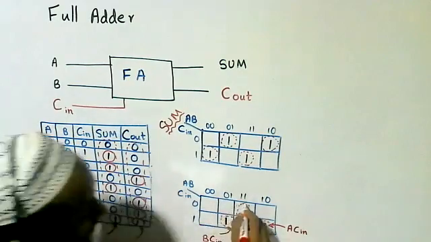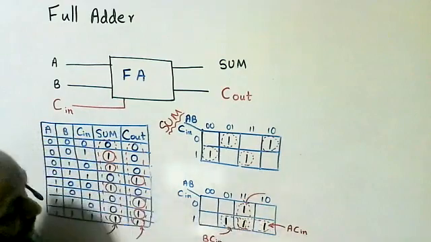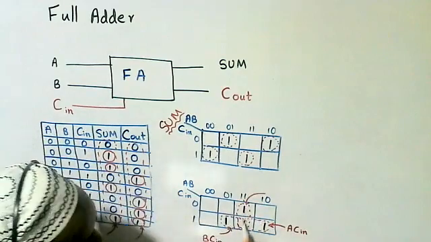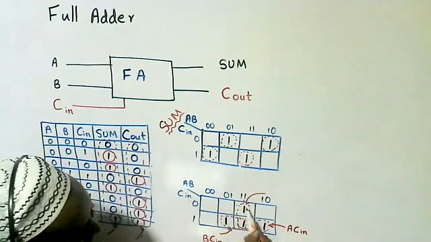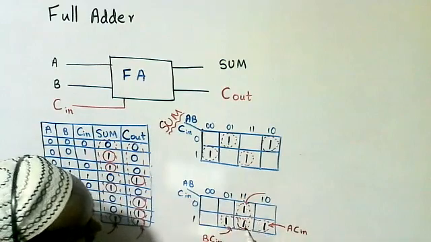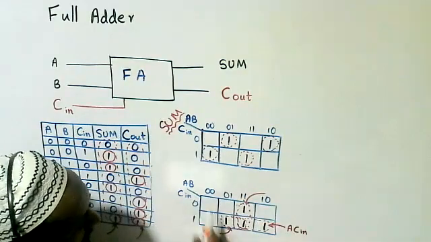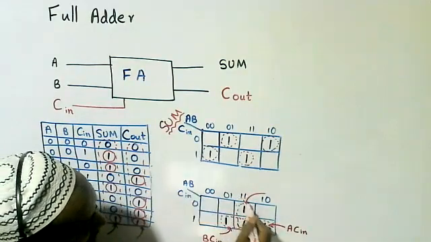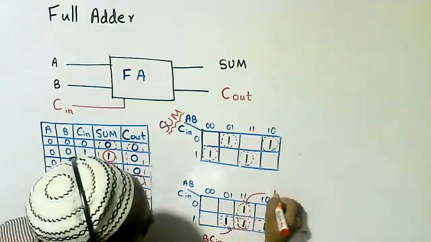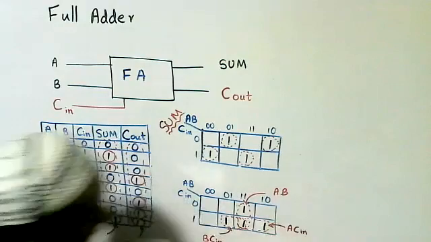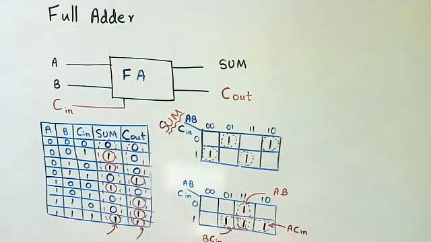Another group is there, right? This group 1, 1. So here C in is changing. Here C in 0, here C in 1. So we can skip C in. And A and B are not changing. Always A is 1, B is 1 within this group. So AB. Then we can write the final expression like this, students.